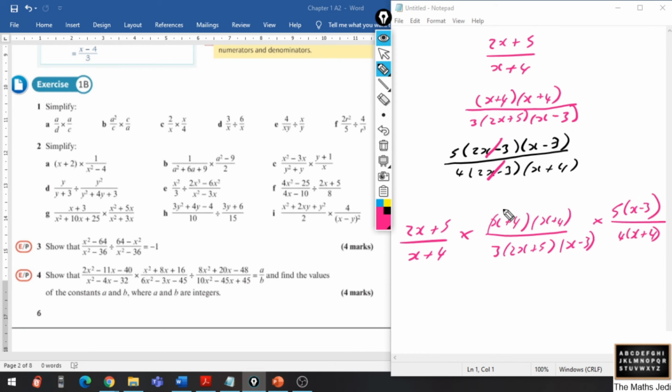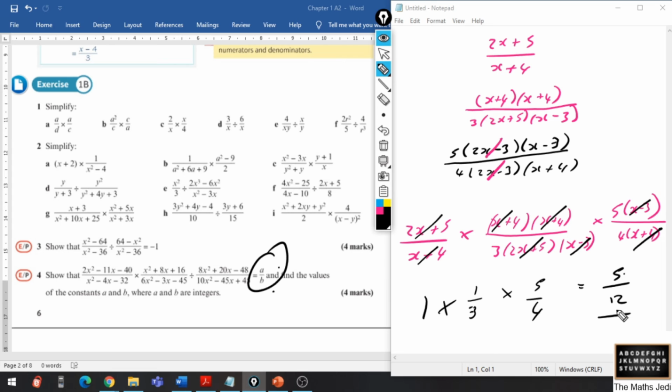Squeeze it in there. Right, so then we're looking for things that we can cross cancel. So you can see straight away, I've got an x plus 4 here and an x plus 4 there. I've got an x plus 4 here and an x plus 4 there. I've got an x minus 3 here and an x minus 3 there. And I've got a 2x plus 5 and a 2x plus 5 there. This becomes 1. This is going to be a third. And this is 5 over 4. That creates the fraction 5 over 12. So in terms of the two numbers here, a and b, a is 5 and b is 12.